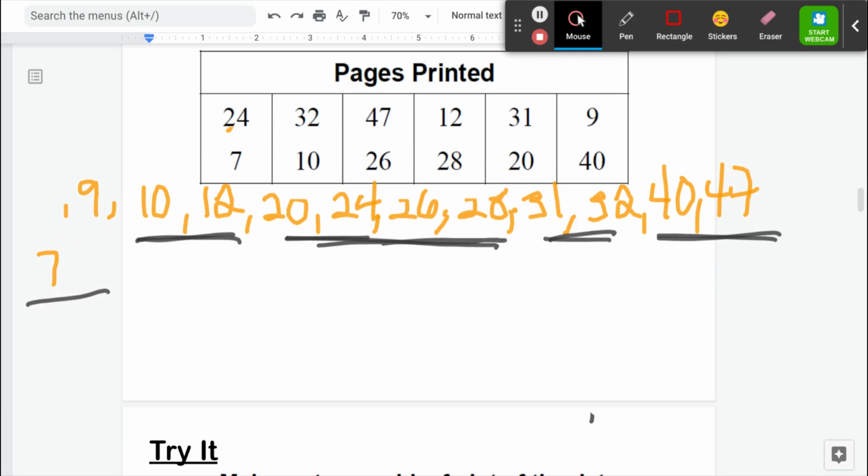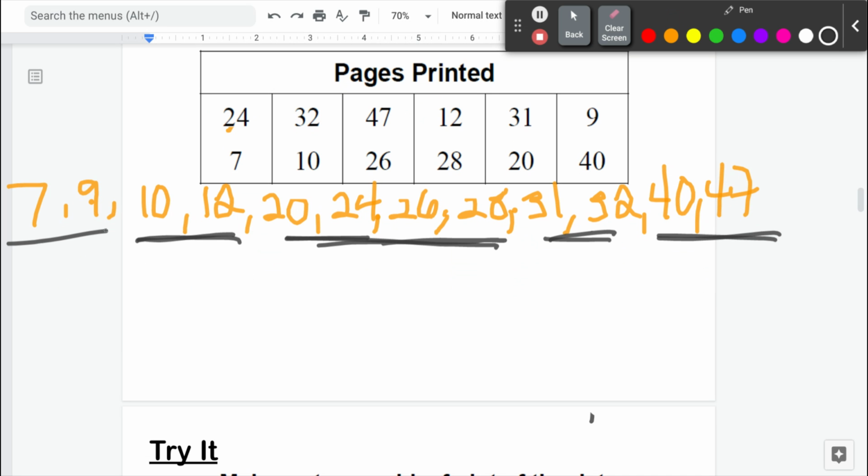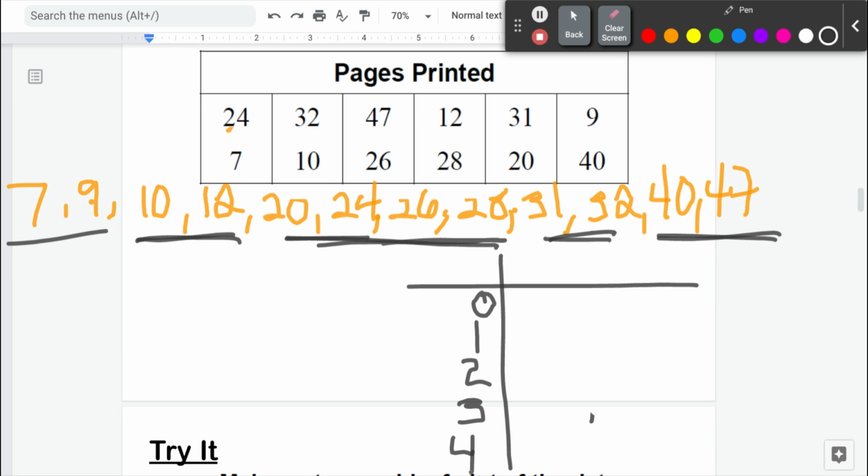So I'm going to scroll down here just a little. So when I make my stem and leaf plot, my stems are going to go over to the left. So I have that 0, 1, 2, 3, and we said 4. So when we're putting our leaves on, here was our stem. Now for my leaf, I have 2 numbers that are going to be in that 0 column, those single digits. So I'm going to put 7 and then a comma 9.